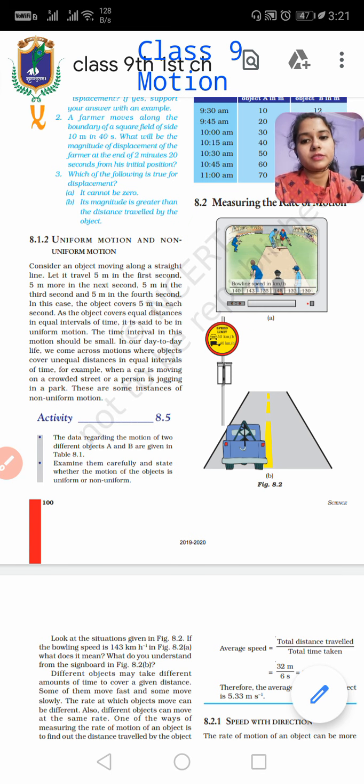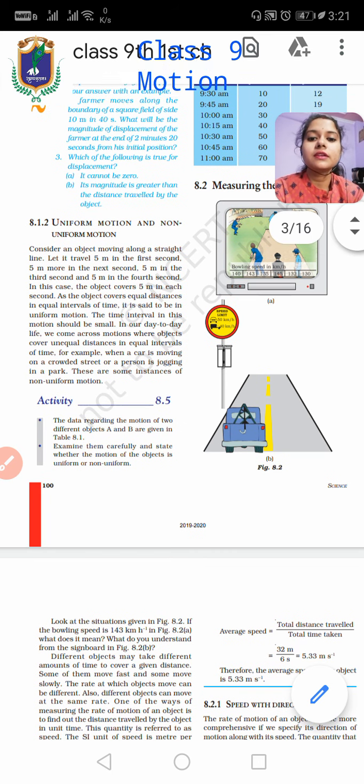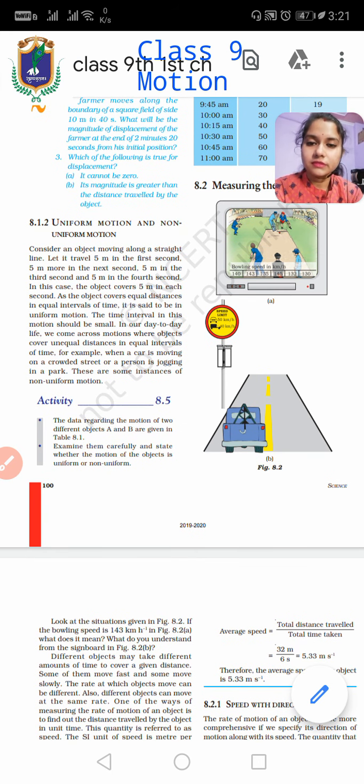Let's explain by an example: if a car moves 10 km in 1 hour, and after 1 hour the car moves again 10 km, and then after another hour the car moves 10 km again. The distance covered by that car is 10 km every hour.